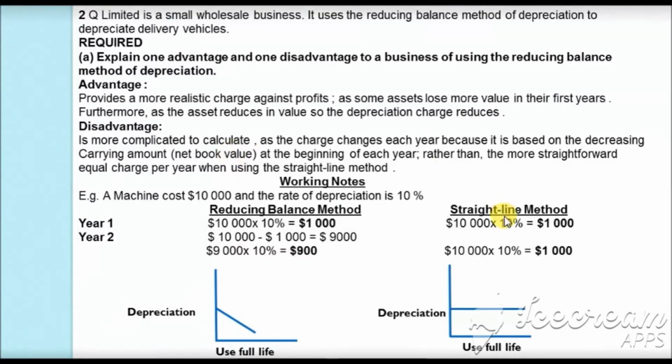Hence we have to calculate the depreciation every year, as the depreciation will change every year. However, if we go for the straight line method of depreciation, the calculation is much easier because the depreciation remains the same and you don't need to calculate it every year. So this is much easier when compared to the reducing balance method of depreciation, which is the major disadvantage of the reducing balance method.